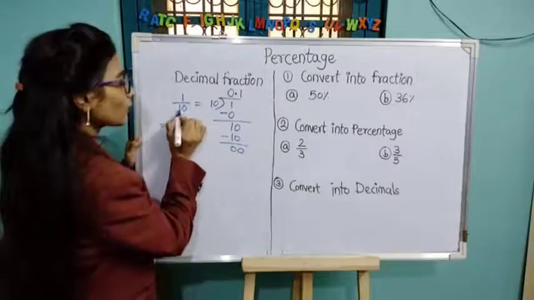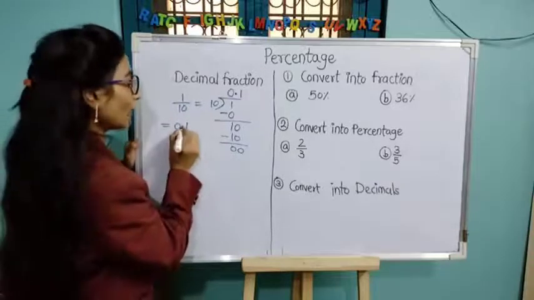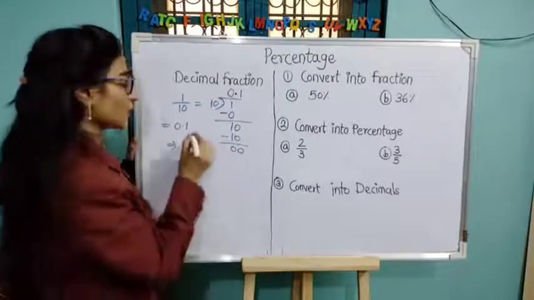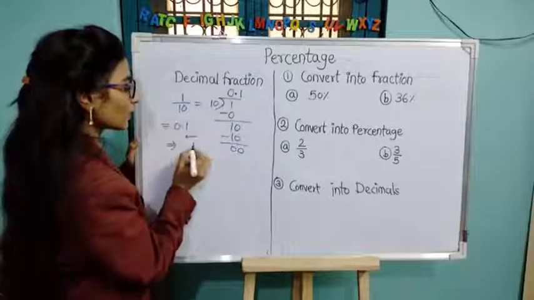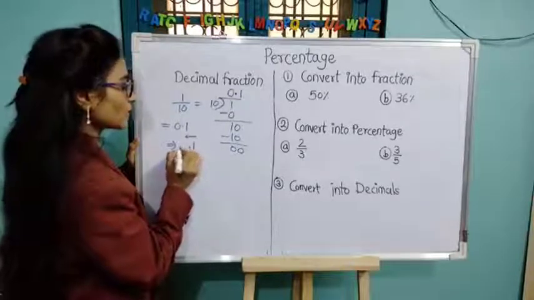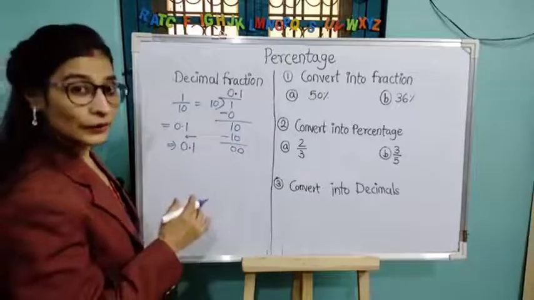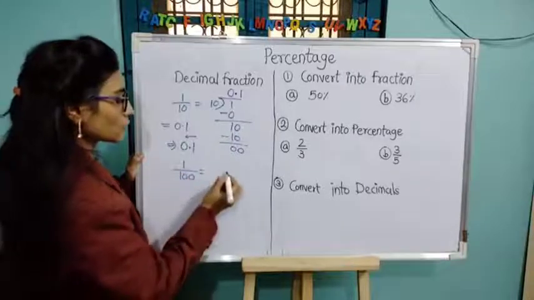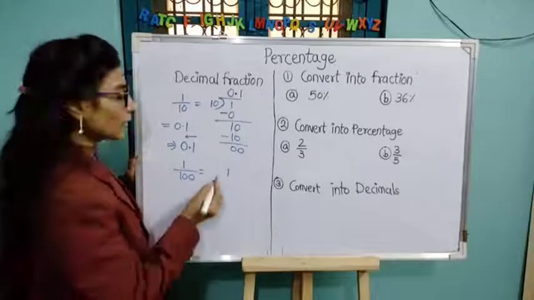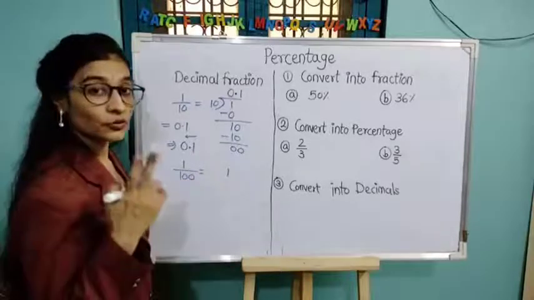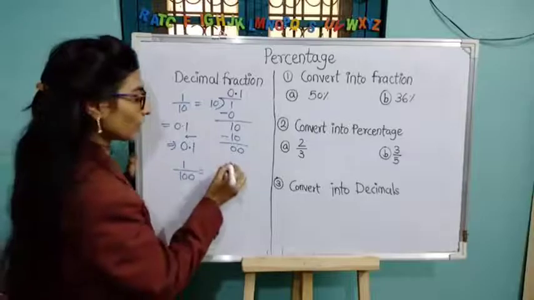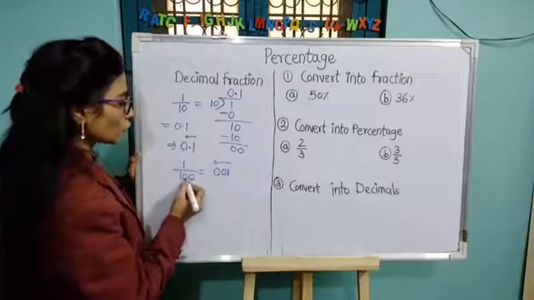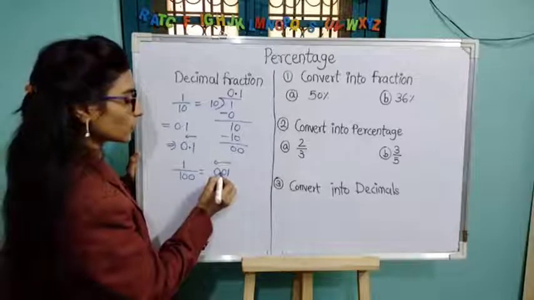This means if there is one 0 in the denominator, then we can add the decimal point from right to left. Suppose one 0 is there, then we count one place and put the decimal point there, and a 0 after that. Suppose 1 upon 100 is there, how do we write this? Here 2 zeros are there, so we put 1 here, and we have to count 2 places from right to left. But here there is only 1 place, so we put 0 here, and again 0, and now count 2 places, 1, 2, and put the decimal point here.